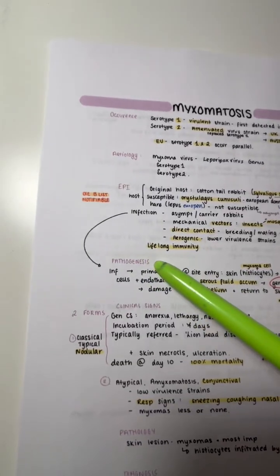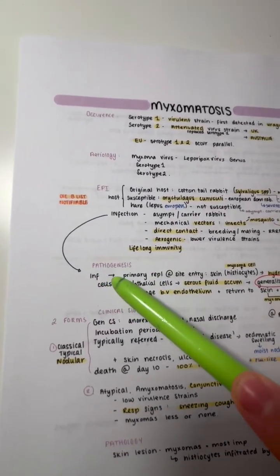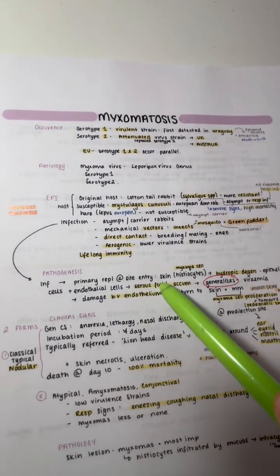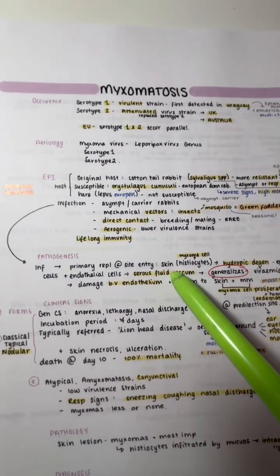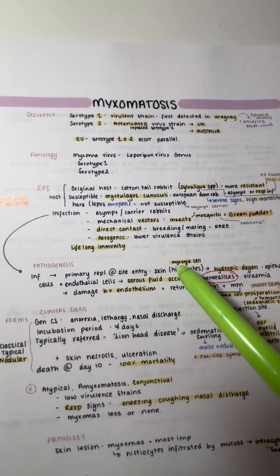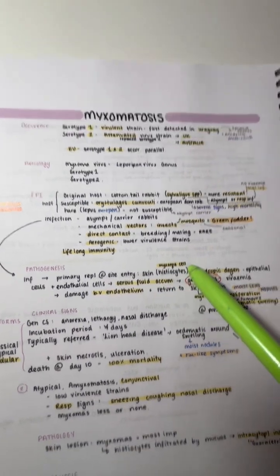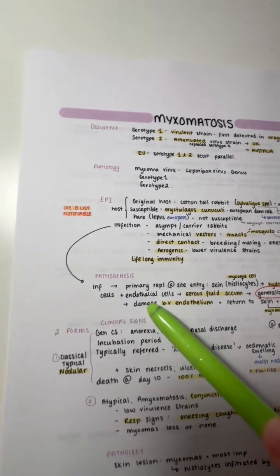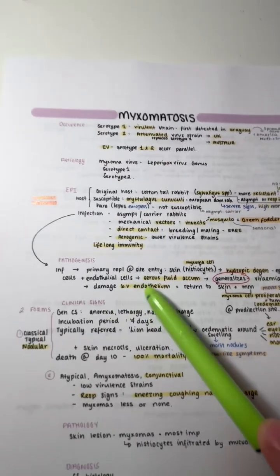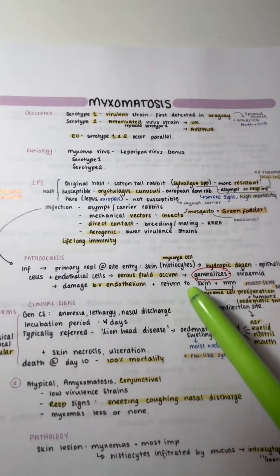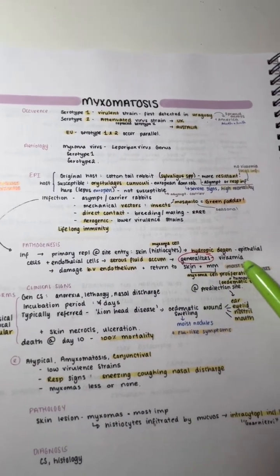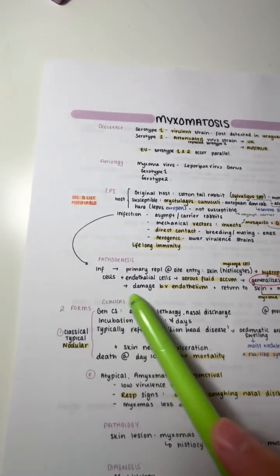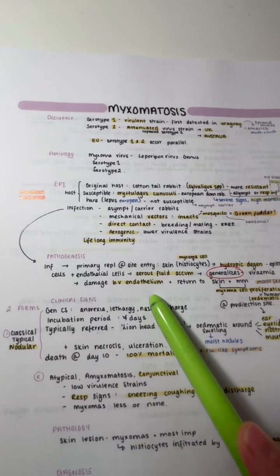So the pathogenesis of the disease. Once the animal is infected, the primary replication happens at the site of entry, which is usually the skin, specifically at the histiocytes, specifically the myxoma cell. Here we have hydropic degeneration in the epithelial cells and the endothelial cells. This leads to serous fluid accumulation and it generalizes and causes viremia. And this causes damage to the blood vessel endothelium.